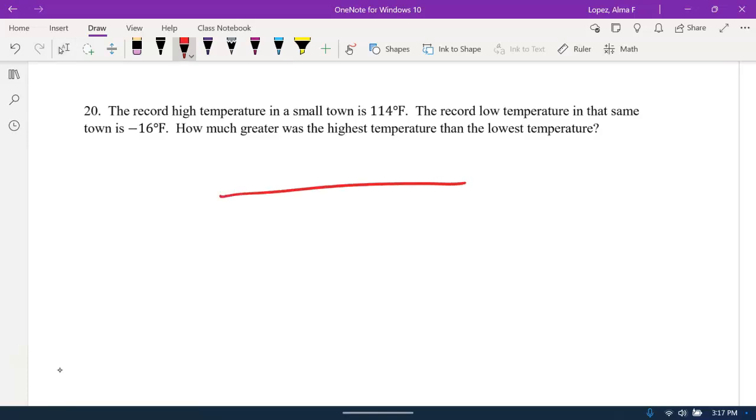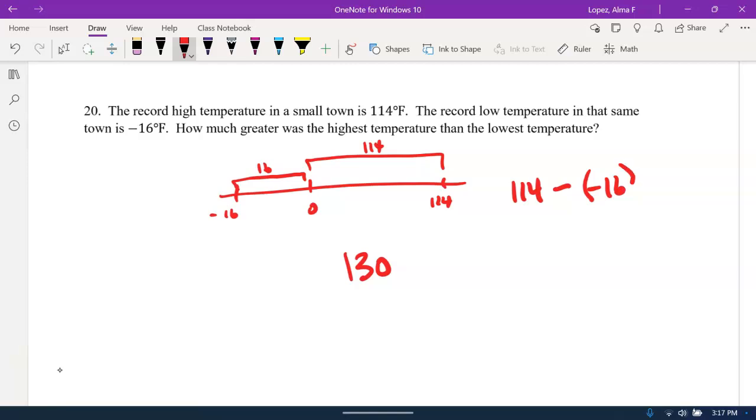Okay, so if I put that on a number line, way over here at 114 and way over here at negative 16, and somewhere around here is 0. This is how I want you to think about it visually. This is 114 units. This is 16 units. When I add those two together, I get 130. Okay, you can see it visually that way, or you can subtract. You can say 114 minus negative 16. That's a double negative, which would give us the 130 again.